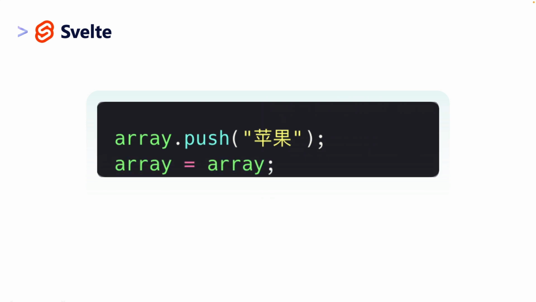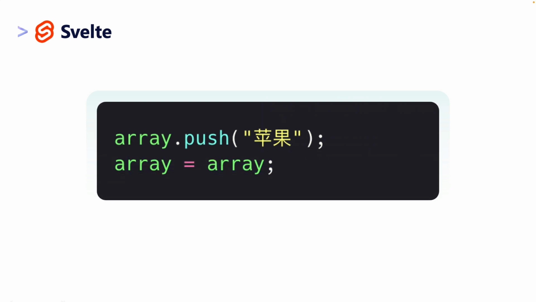and so when you do this, Svelte will not update the DOM. And so a common workaround for this is to assign an array back to itself, because then this statement itself is an assignment statement. Svelte knows that the array variable will change and will then trigger the update method.